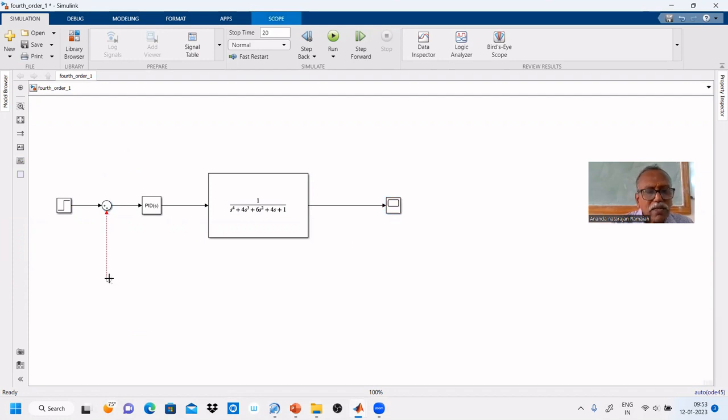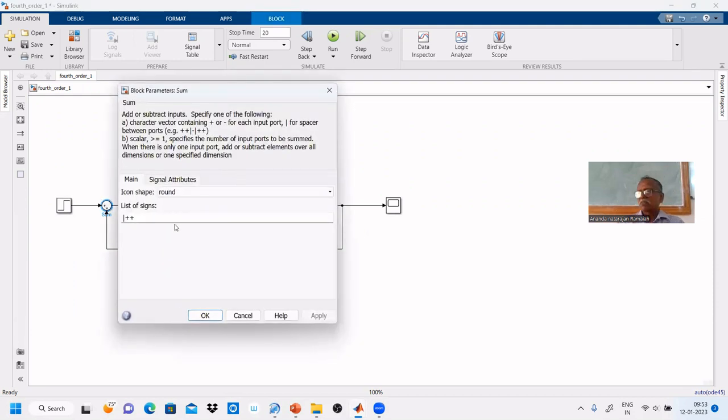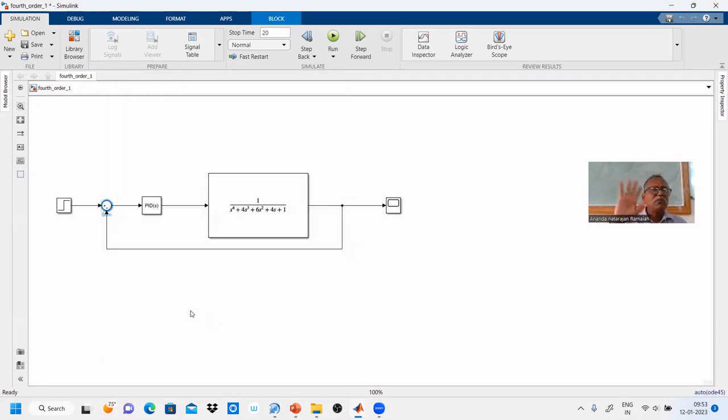Now we have to give feedback. The feedback is given. Default is positive, both signs in the summing block are plus. But we need negative feedback. That's why one sign has to be changed to minus. Now it is negative feedback. That's all.